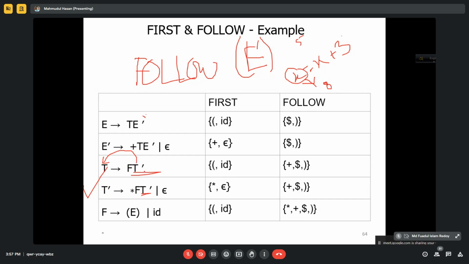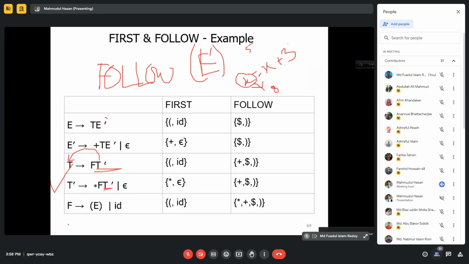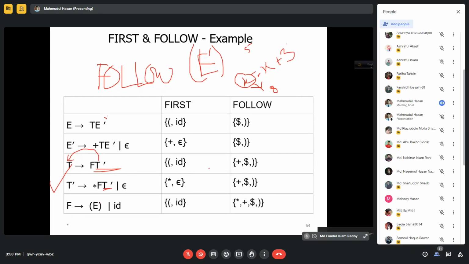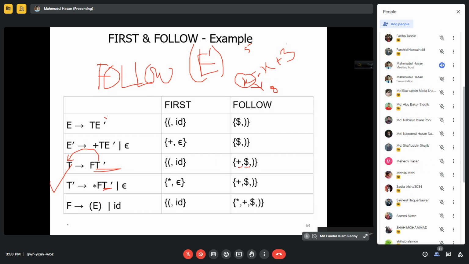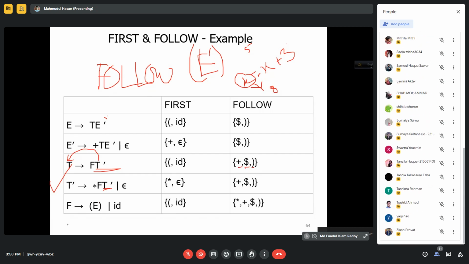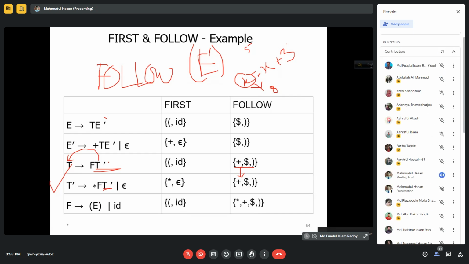So what is the follow of t dash? That is equal to the follow of t, and we already calculated the follow value of t, that is plus dollar and closing first bracket. So those things will be the follow value of t dash, is it? Yes, sir. So this one is done.